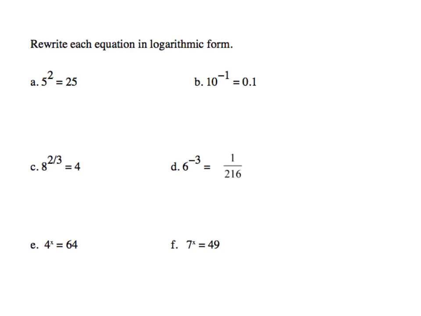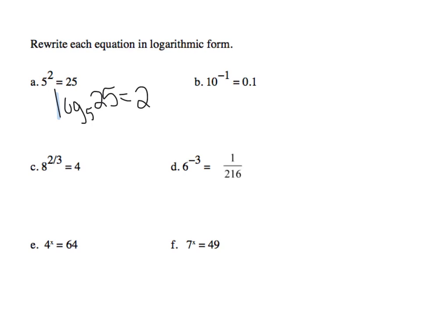So let's actually just practice doing that. Just rewriting. It's written in exponent form, so let's rewrite it as a log. Right now it's 5 to the 2nd power equals 25. If we were going to rewrite that, that would be the same as writing log, and again, 5 is the base, so we're going to have log base 5 of 25 equals 2.